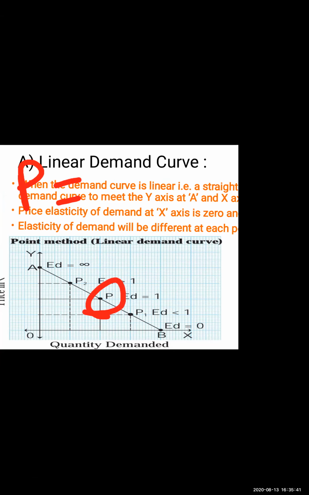Lower segment means we will take PB. Upper segment, what will come now, you all tell me. Divided by upper segment. If we are finding out the ratio of P, it is lower segment upon upper segment. PB is the lower segment. What will be our upper segment? Very good, Aditya.